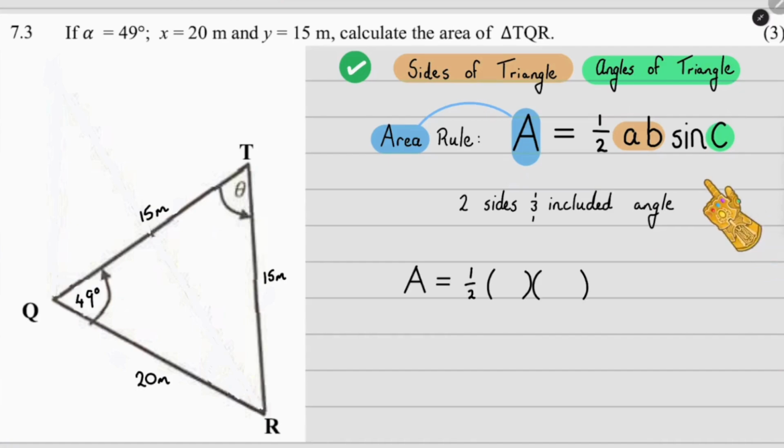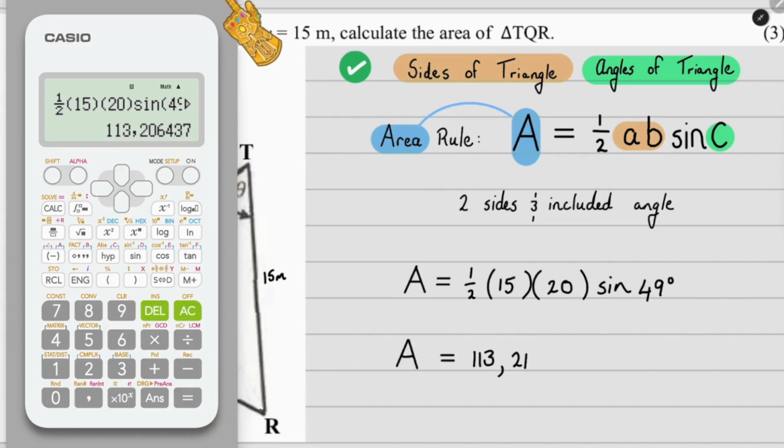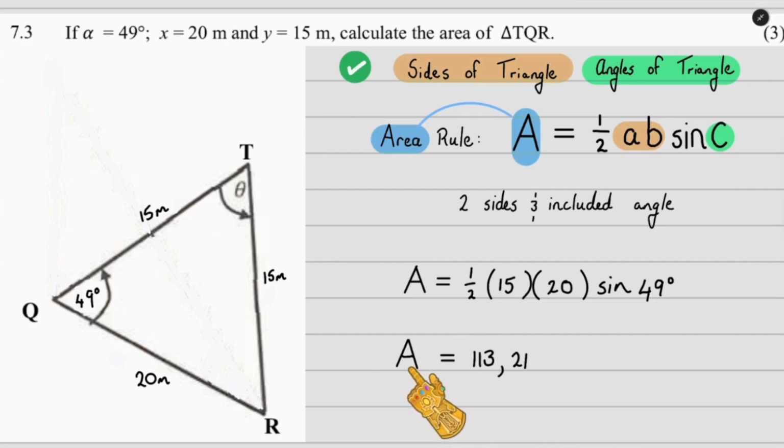Okay, so when I sub in the sides A and B, it can be in any order, because you're multiplying everything in this formula, and the order of multiplication doesn't matter. So I'll just put the 15 first and the 20 second. And then inside of the sine, I've got to put the angle in between those 2 sides, which is 49 degrees. And once you've subbed that in, you pop that straight in your calculator. And if we press equals, we get 113,21. And bear in mind, we are working in meters here, and area will be meters squared because it's 2 dimensions.